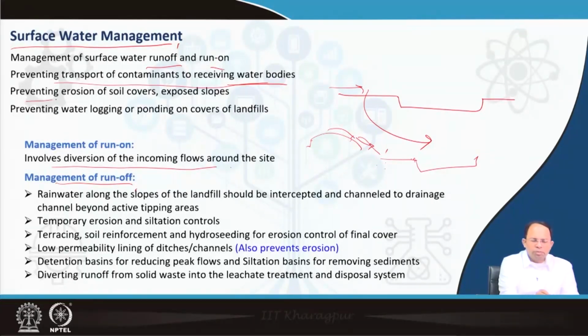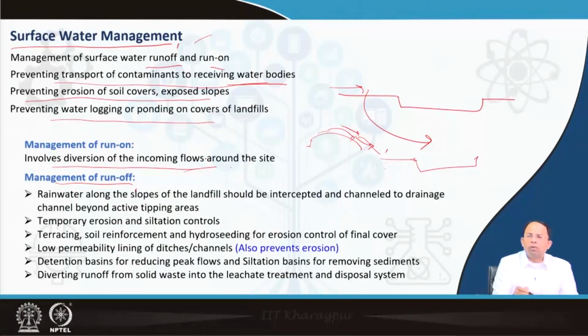We also need to prevent erosion of soil covers and exposed slopes. That means the water will travel along the slope of the landfill site, so we need to prevent erosion. And we also need to prevent waterlogging or ponding on the top cover of the landfill site. So these are the primary goals of surface water management. We are not talking about the water which infiltrates inside; there we have to control it by the leachate management system. This is the water which flows over the site, right?